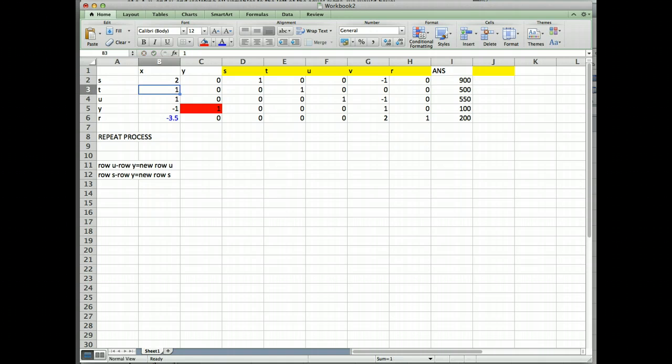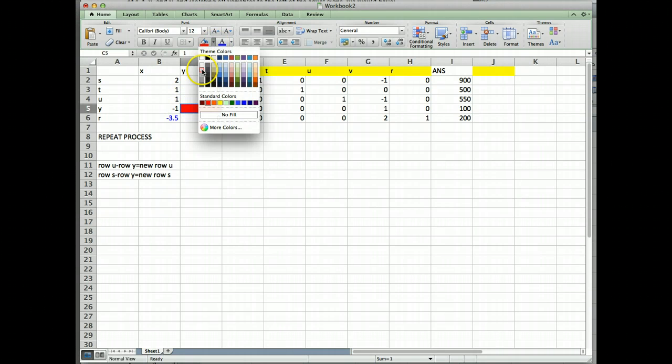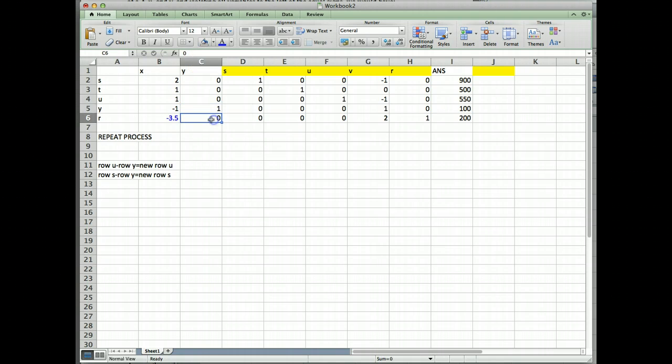Right? You've now completed what we call the first stage of the process, or the first simplex tableau. We're going to go ahead and repeat the process by finding a new pivot column and a new pivot row. So we'll get rid of that. Now we look at our bottom row again. Remember what we had to do? We had to look at the bottom row and determine the greatest negative. There it is, negative 3.5.